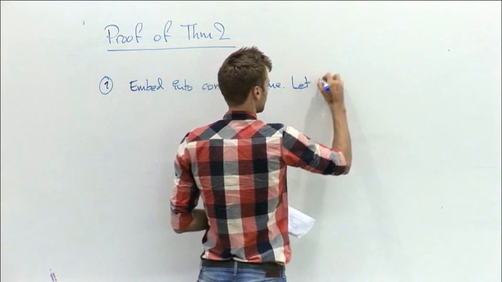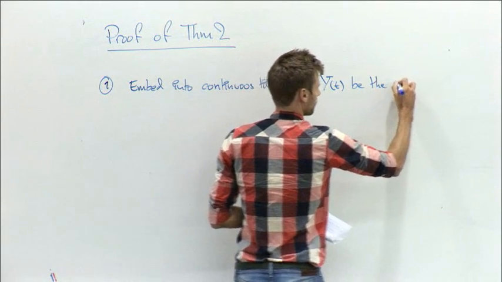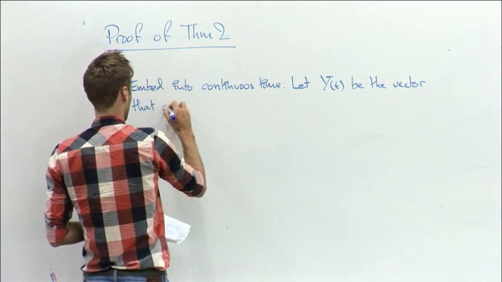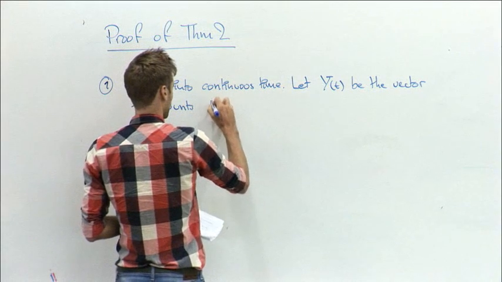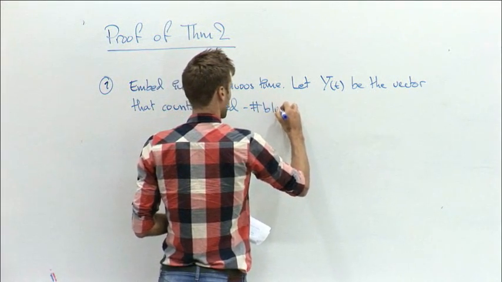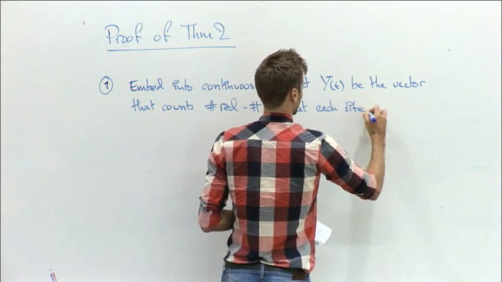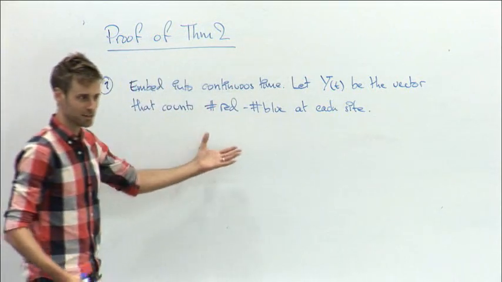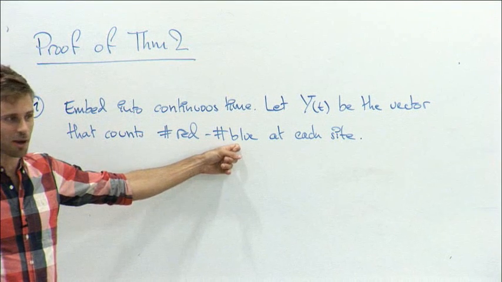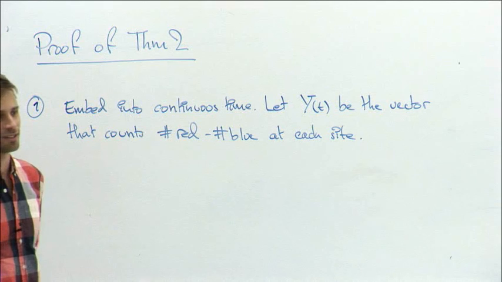And let y of t be the vector that counts the number of red minus number of blue at each site. And here we already see why it works for two colors, because we can count red positively, blue negatively. But how would you do it for three colors? You would have to have another dimension.